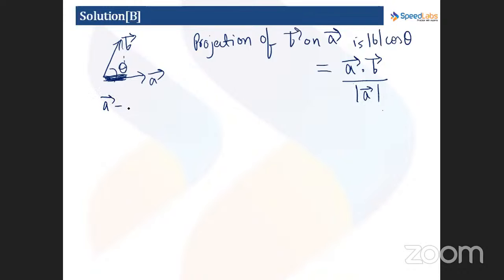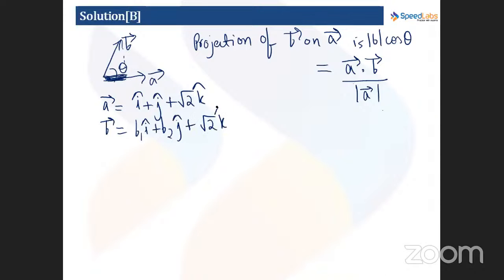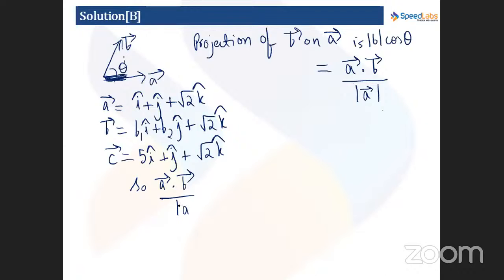Now the A vector is given in the question as i cap plus j cap plus root 2 k cap. B vector is given as b1 i cap plus b2 j cap plus root 2 k cap, and C vector is given as 5 i cap plus j cap plus root 2 k cap. Now it is given that the projection of B on A is equal to A. So A dot B upon mod A is equal to mod A.